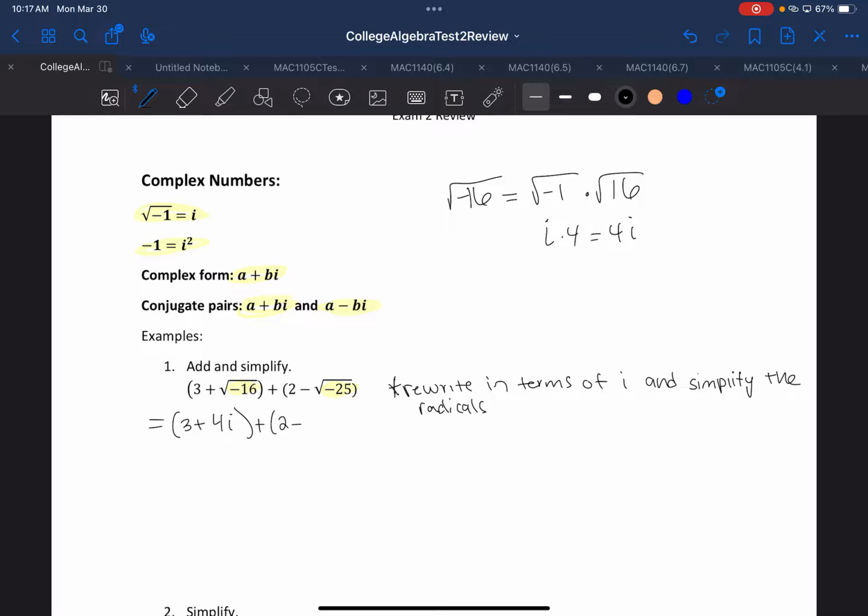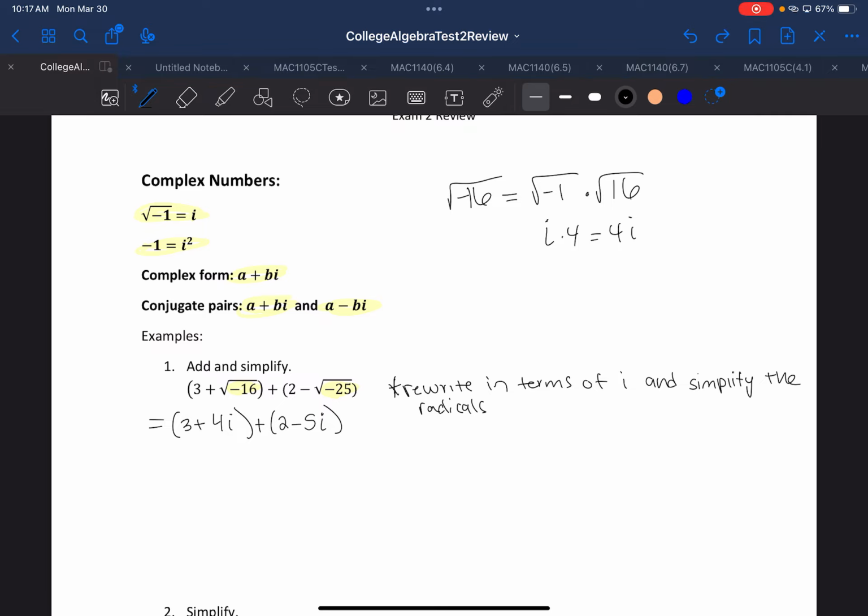And we just usually write it like that. And then the square root of negative 25 would be what? 5i. Because the square root of 25 is 5. And that negative is what creates the I. Now we just add like terms, because that's what it's telling me to do. Add them.